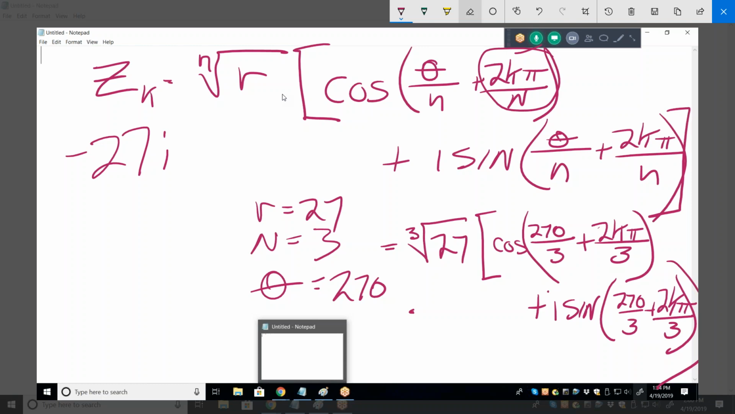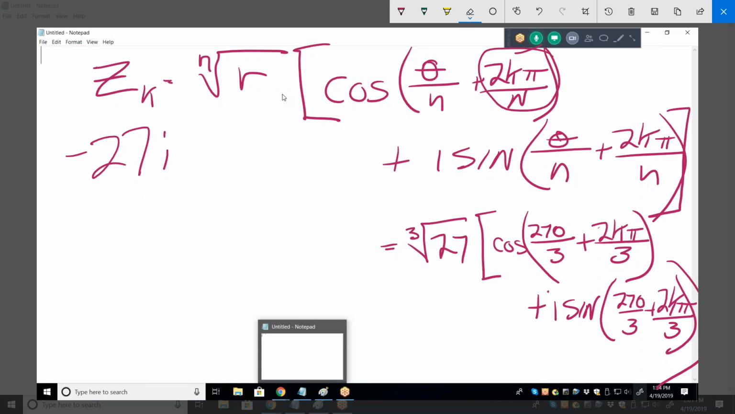Now, if we look at that, you can get all of those out of a calculator. Third root of 27 is 3. We got the cosine of 90 plus 2 pi over 3. I'm not remembering exactly what to do there. I'm not sure.